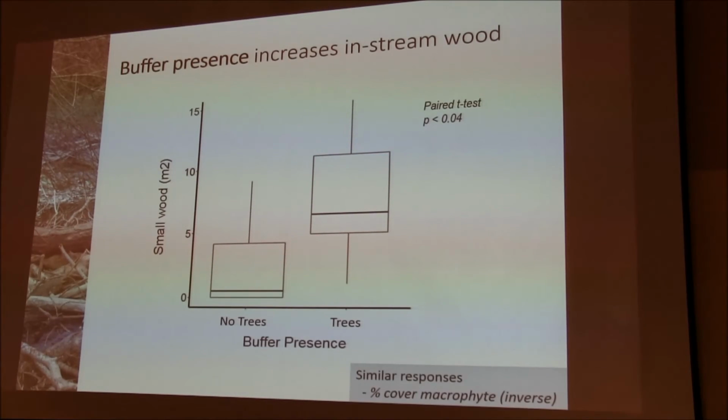And I found a similar pattern of response for percent macrophyte cover in the channel, except in that case I saw a decrease. So I'm seeing less vegetation in the stream in sites with trees. Again, making sense because these are streams that are shaded.